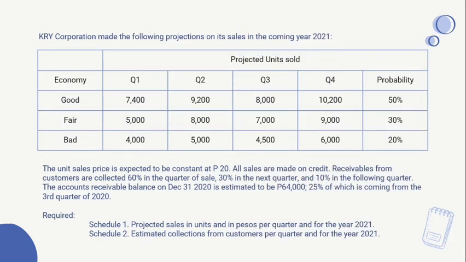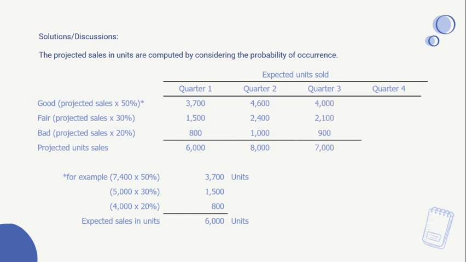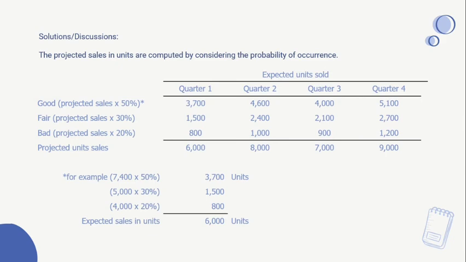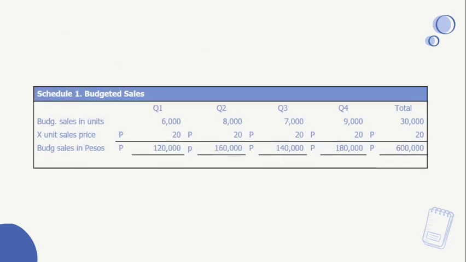Try to solve for quarter 3 and 4. So, for quarter 3 and 4, these are our projected unit sales: 7,000 and 9,000. So, our budgeted sales in units: quarter 1, 6,000; quarter 2, 8,000; quarter 3, 7,000; and quarter 4, 9,000, for a total of 30,000 projected sales in units for the year 2021. Given our unit sales price of 20 pesos, just multiply: 6,000 times 20 is 120,000 pesos, and so on. So, we already have Schedule 1, the budgeted sales in units and in pesos.